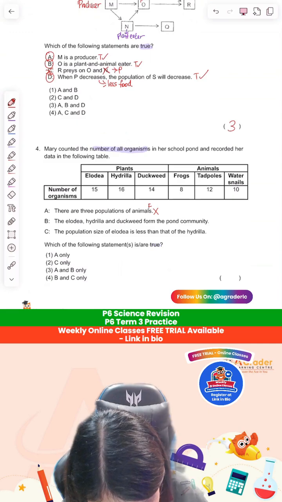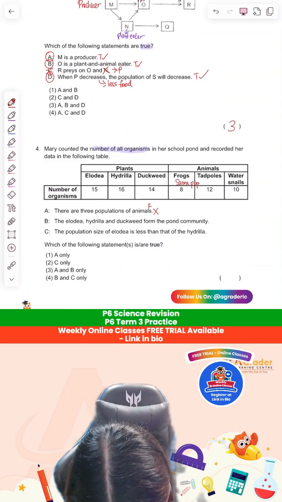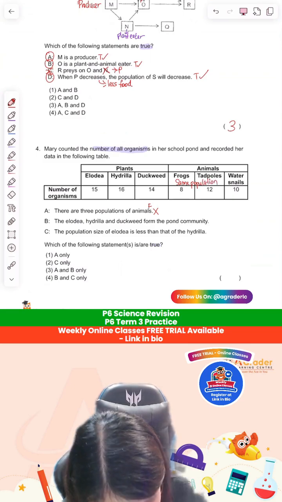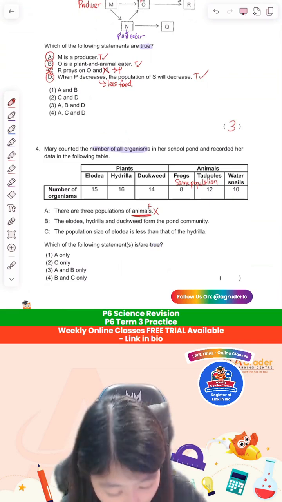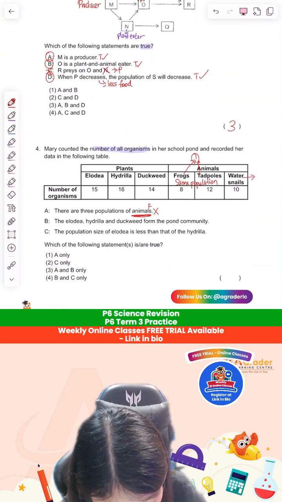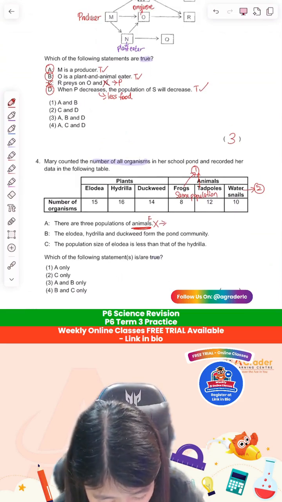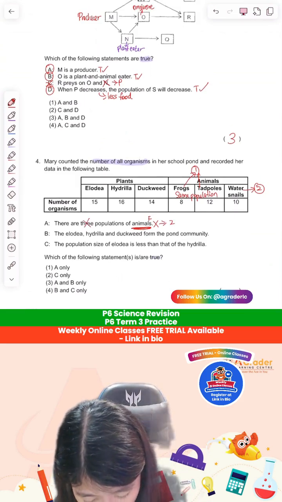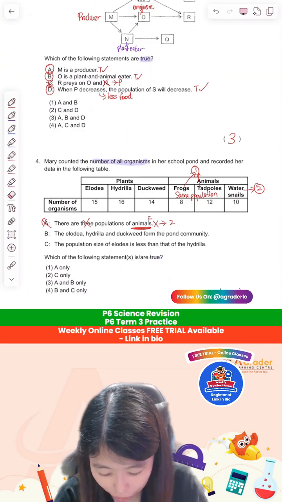If you look carefully, frogs and tadpoles are considered the same population. So for animals, this is considered one population. Water snails are considered the second population. So there are only 2 populations of animals. So this is false. Very good. All of you got the concept there.